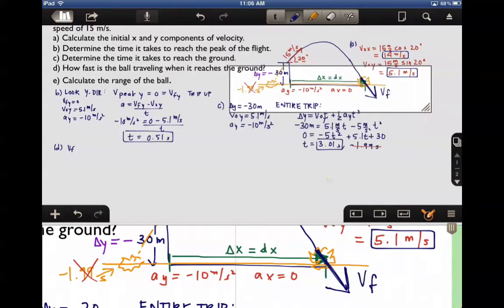So just like before, I'll make that red, I think it'll be better. Just like it was before, it has both a vertical and a horizontal component. This is its vertical, V final Y, and this is its V final X.